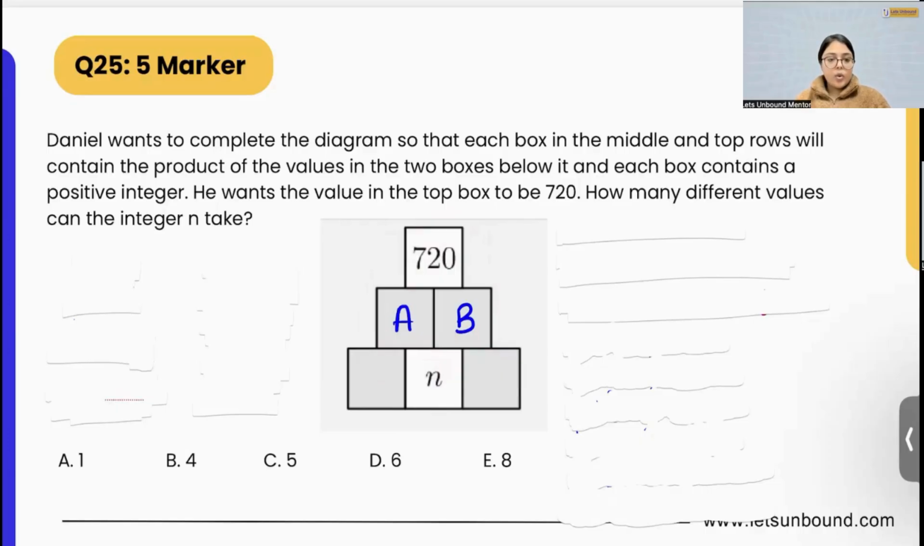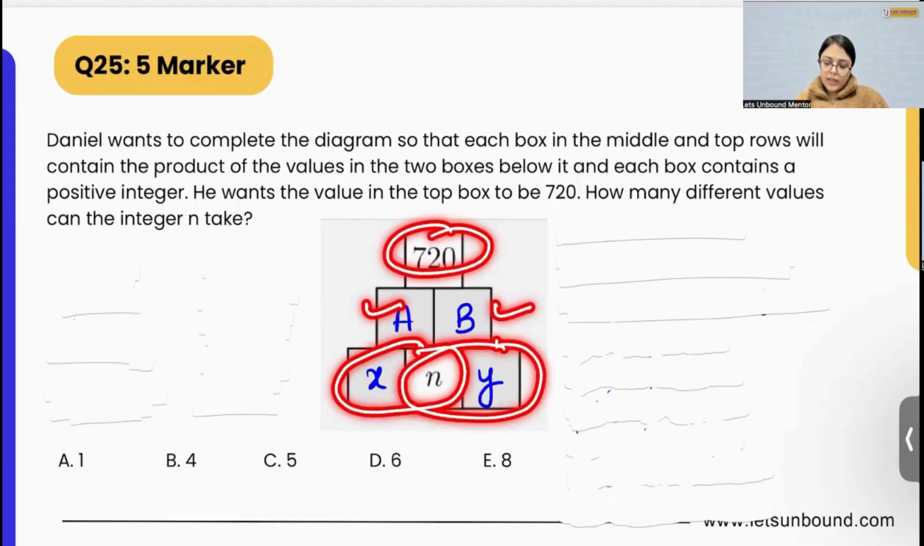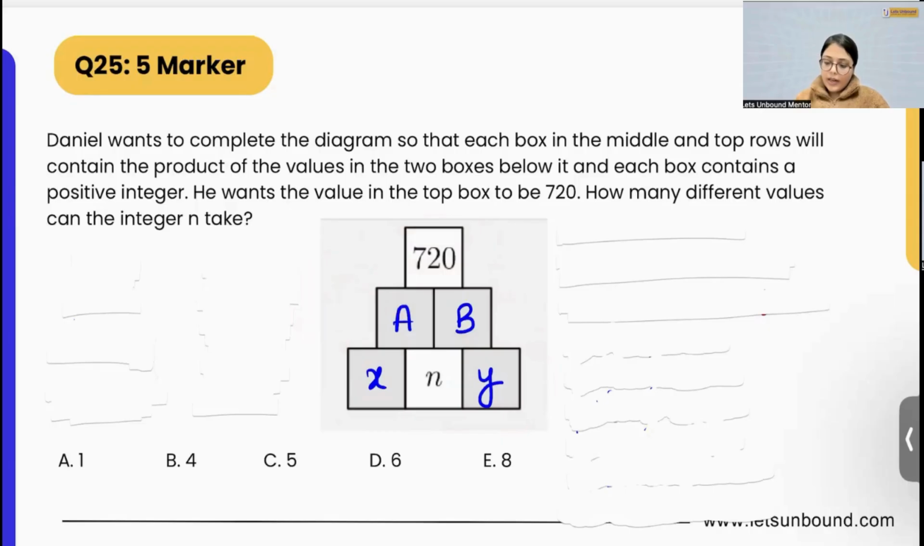So let me take those numbers as x and y, right? So if 720 is the product of a and b, and a is further the product of x n and n y, can I say 720 is also the product x n times n y, that is x y n squared, right? So I have put it here in this way. 720 can be written as the product of a and b, and a and b can be further written as x n and n y. So 720 should be x y n squared.